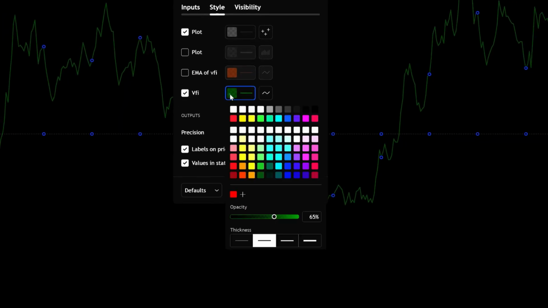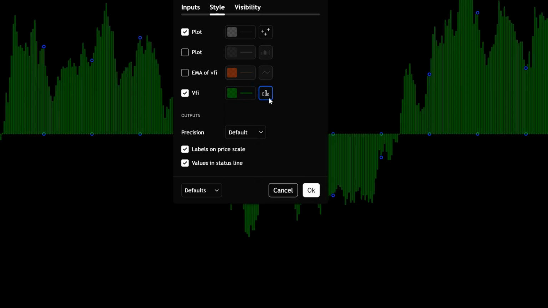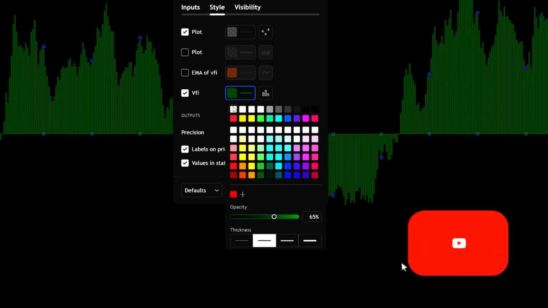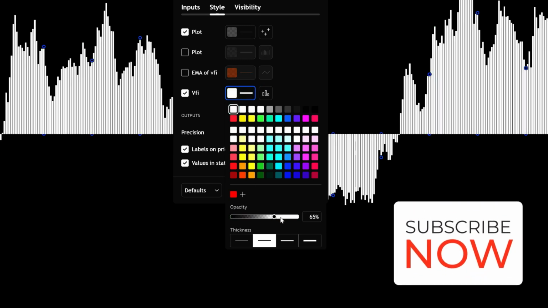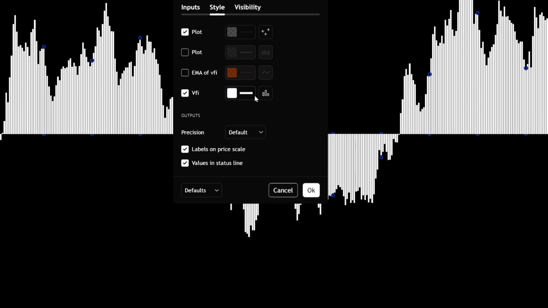Next, change the VFI option itself to columns. This will make the indicator easier to visualize on our chart. Finally, let's change the color of the columns to something that stands out, something you can easily see at a glance. Choose a color that works well for you. And that's it. With these few tweaks, our volume flow indicator is ready to go. It's now perfectly calibrated to help us confirm our trades.